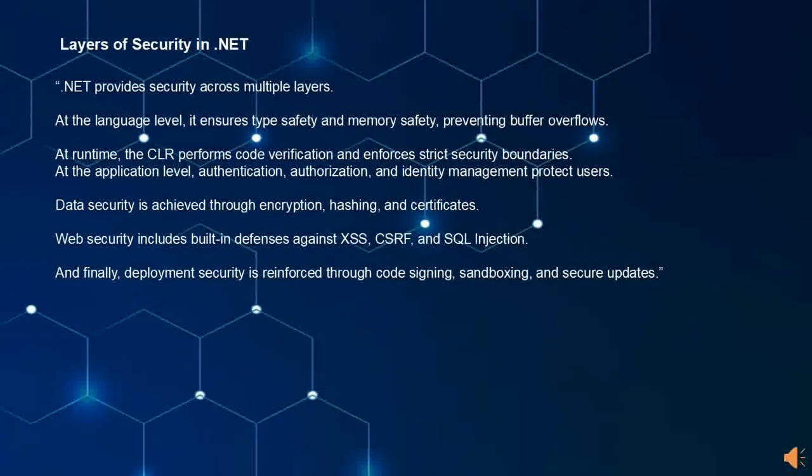.NET provides security across multiple layers. At the language level, it ensures type safety and memory safety, preventing buffer overflows. At runtime, the CLR performs code verification and enforces strict security boundaries. At the application level, authentication, authorization, and identity management protect users.